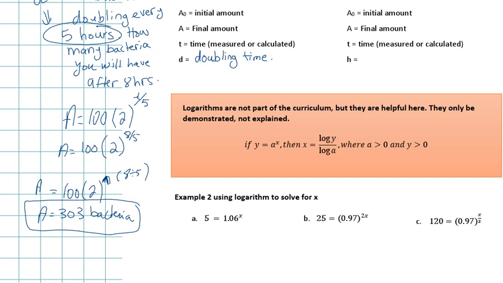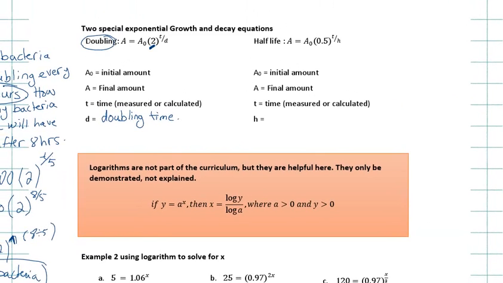Now, the equation of the half-life, it's the same idea. When you're doubling, that means you're increasing. Half-life means you're decreasing. So you're starting, let's say, with 100, and then every 5 hours, you're losing half. So the function would be A equals A naught times 0.5 to the power of t over h, where h is the half-time.